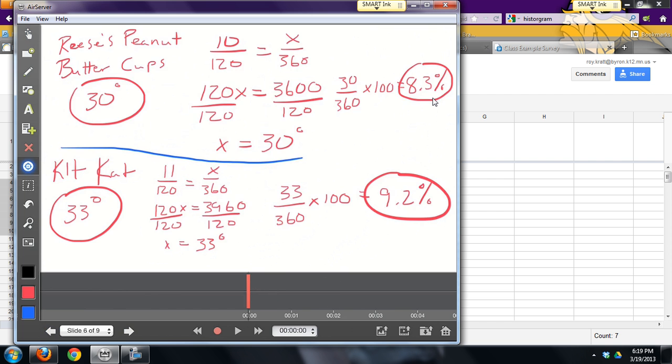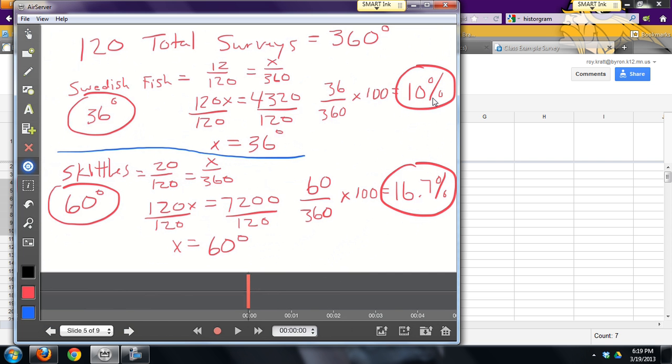All right, next thing I did was my Skittles. So my Skittles was 60 degrees, 16.7%. Again, how did I find 60 degrees? Well, 20 people like Skittles out of 120. That has to be equal to x over 360.